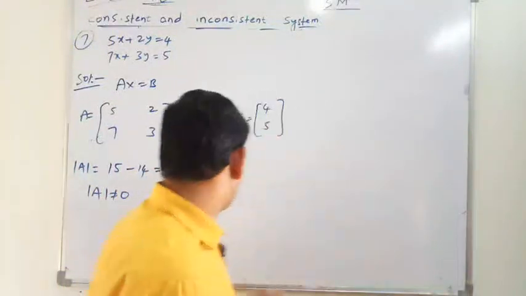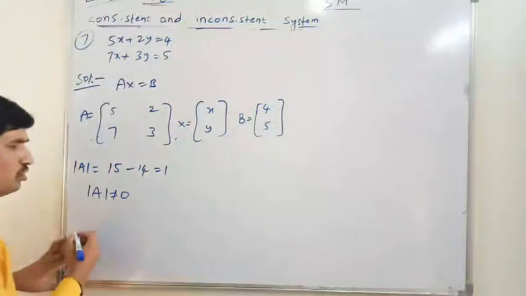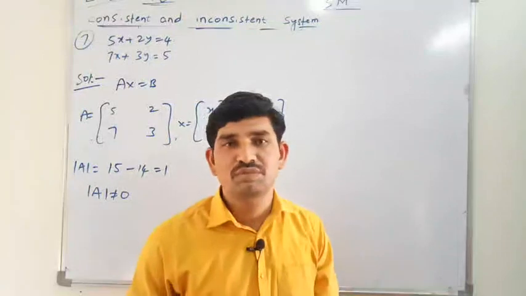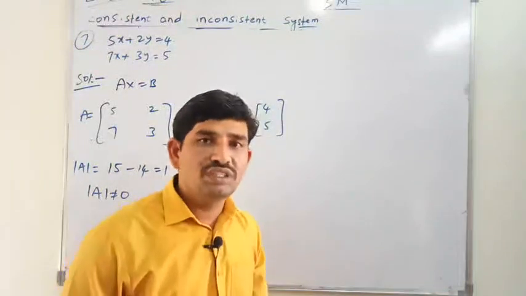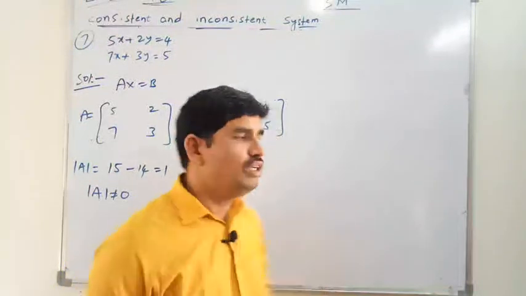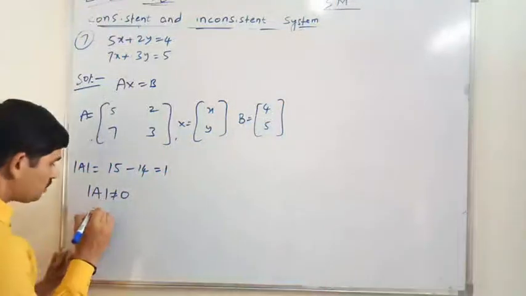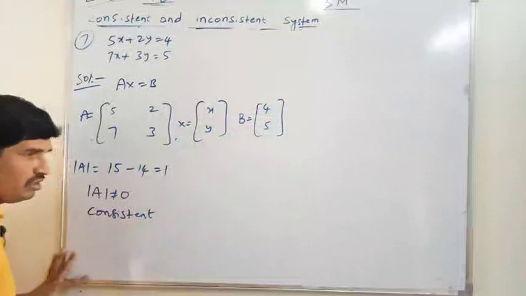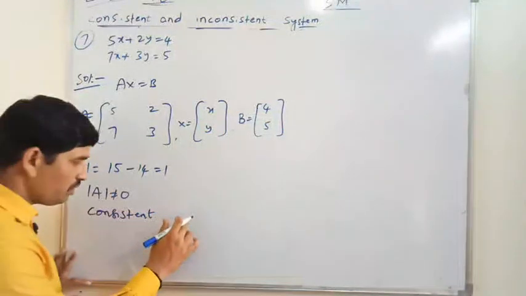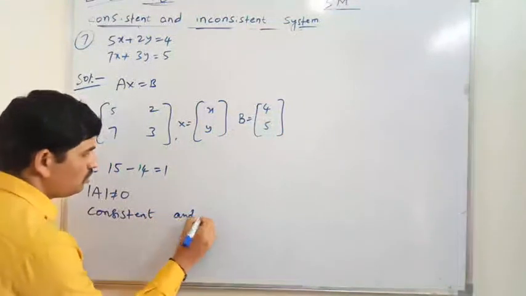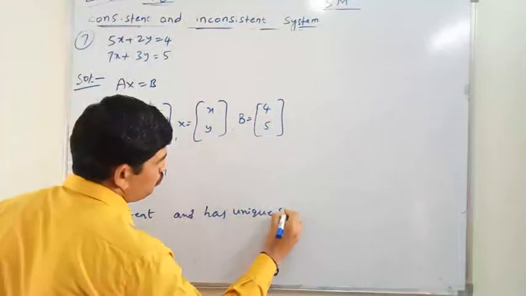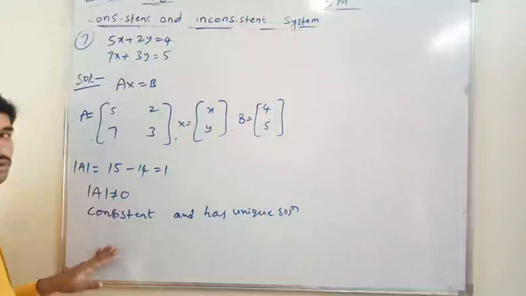The determinant of A not equal to 0 means which kind of solution will there be for the system of equations? A unique solution, and it is consistent. So we have to write here: it is a consistent system of equations and has a unique solution.